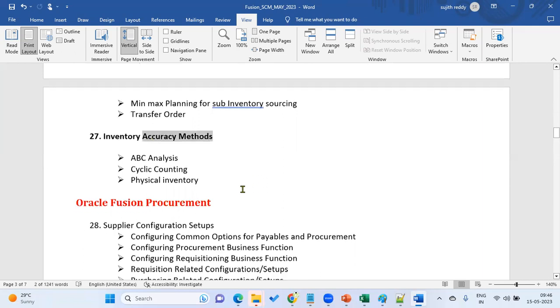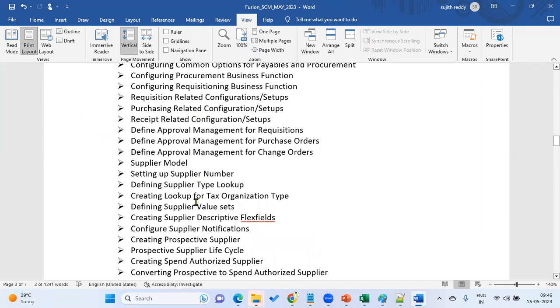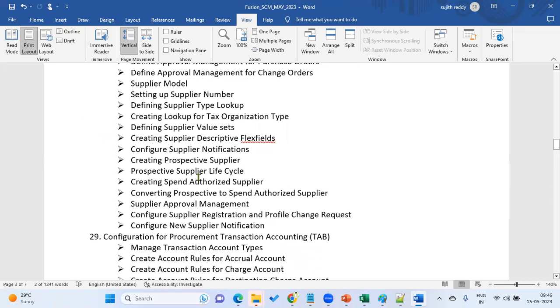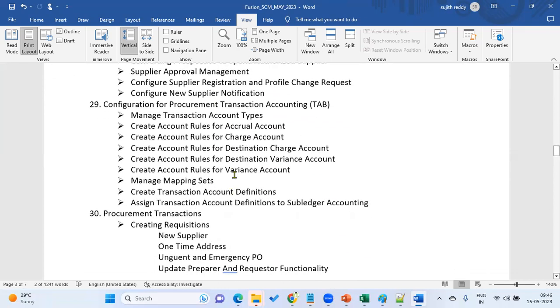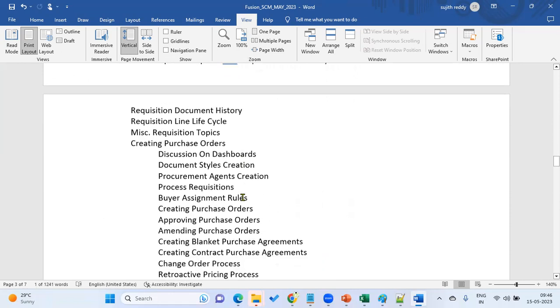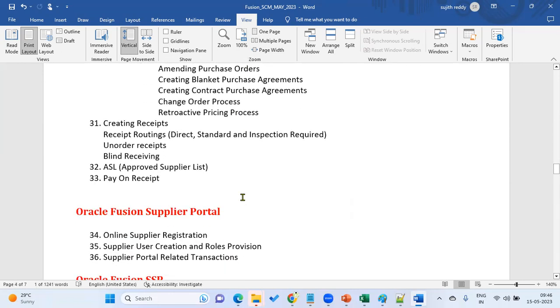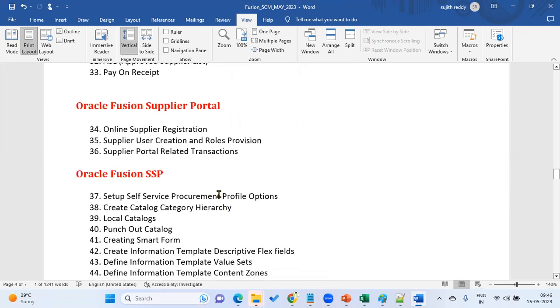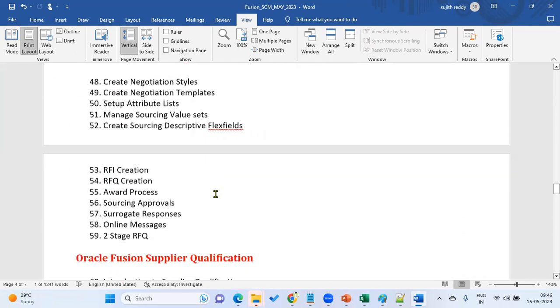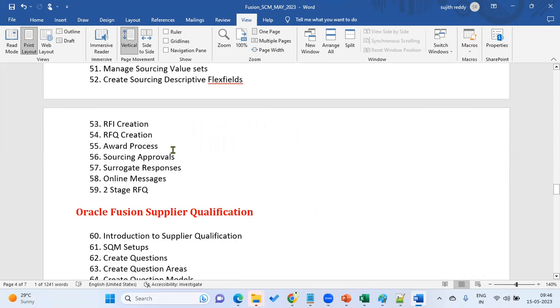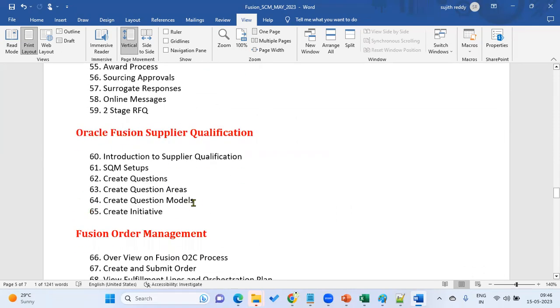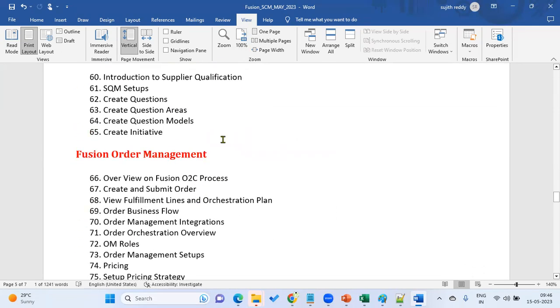First module is inventory. After that, we'll enter into procurement. We'll be doing all the procurement setups, approvals, suppliers, supplier accounting transactions, transaction accounting builder, creating new suppliers, confirmation receipts, approved supplier list, supplier portal, and self-service procurement, sourcing module, negotiations, awarding, and all supplier qualification. This all will be discussed. That's our second module, procurement. End to end, we'll talk about the procurement process.